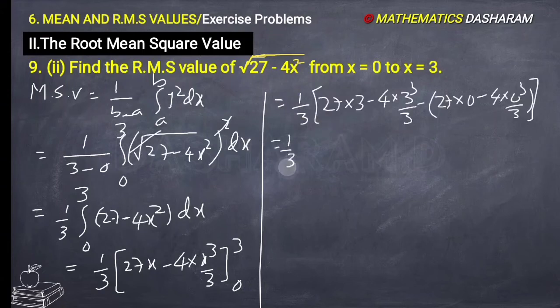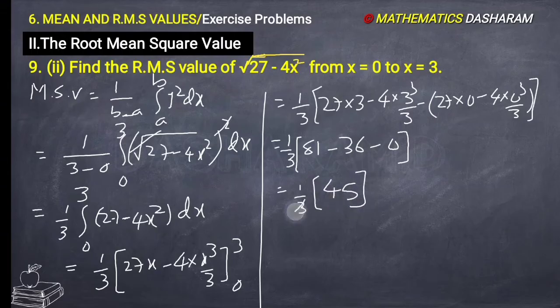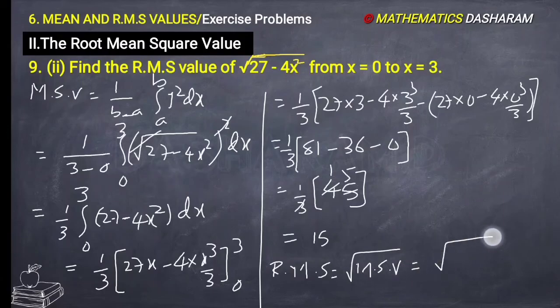So substitute the upper and lower limits. It is equal to 1 by 3 bracket of 27 3s are 81, next 3 cube by 3 is 3 square, 3 square means 9, 9 4s are 36, and minus 0. So 1 by 3, 81 minus 36, that is 45. 3 ones are 3, 3 5s are 15. So it is equal to 15. Therefore our required answer is RMS, that is under root MSV. So the MSV value is 15. So root 15 is our required answer.